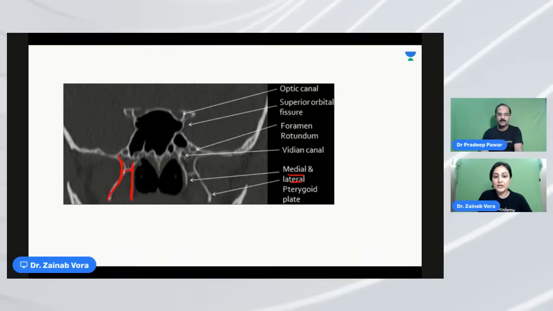Now in the body of the pterygoid, we have these two foramina. Very, very important. One foramen is upper, one foramen is lower. So the one foramen which is upper.